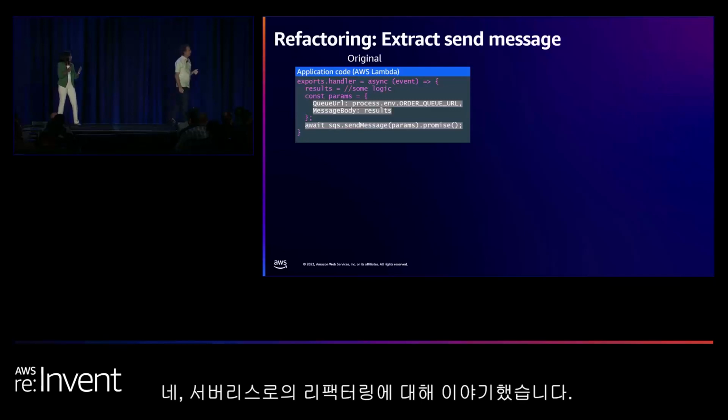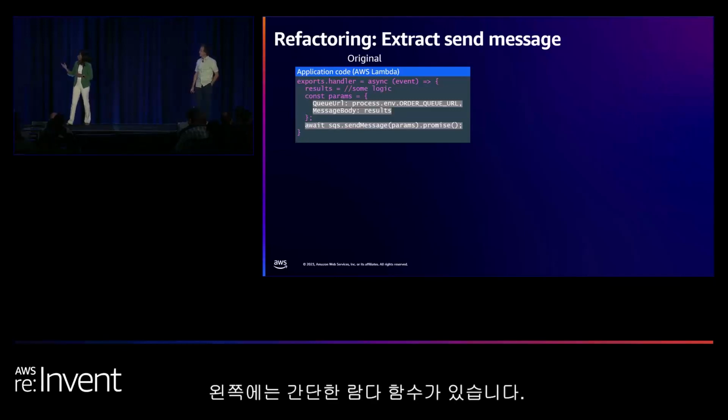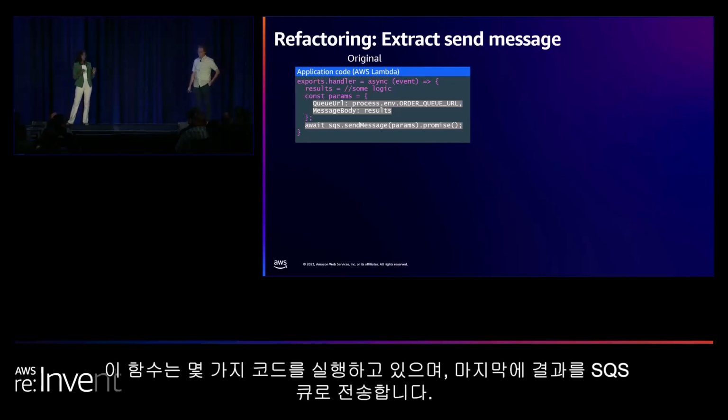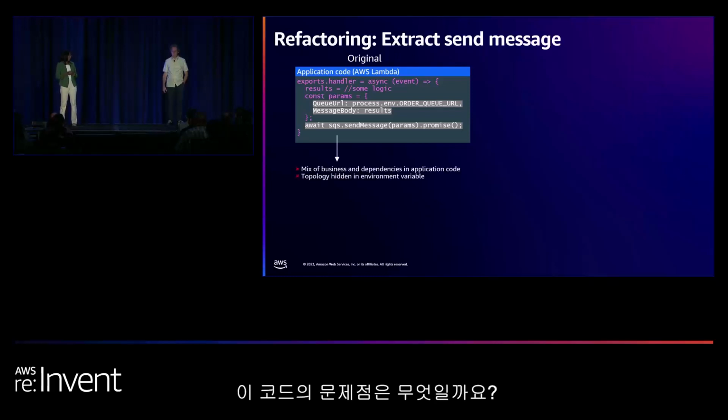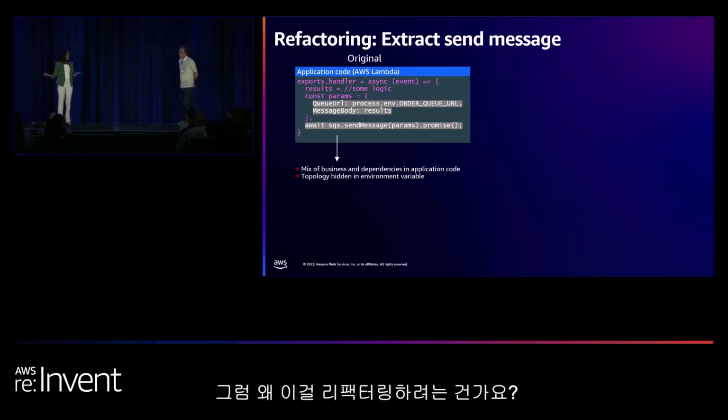We talked about refactoring to serverless, so let's look at an example. On your left, you have a simple Lambda function. It's executing some code, and at the end, it's sending the result to an SQS queue. So what's wrong with this code? It's a trick question. There's nothing wrong. This works absolutely fine. Then why would you want to refactor this?